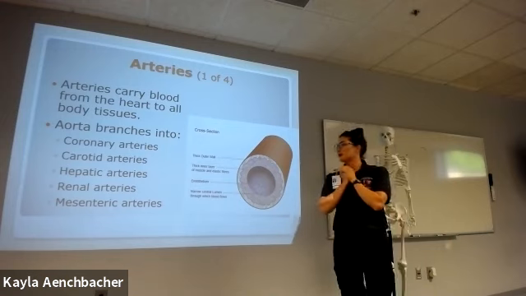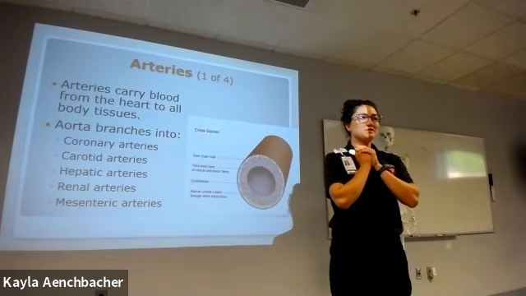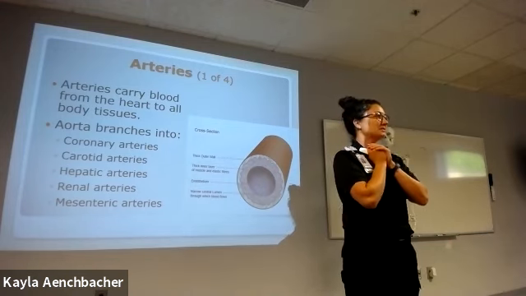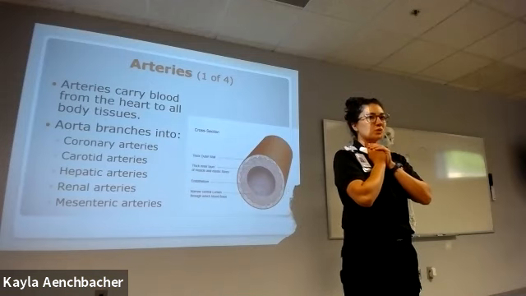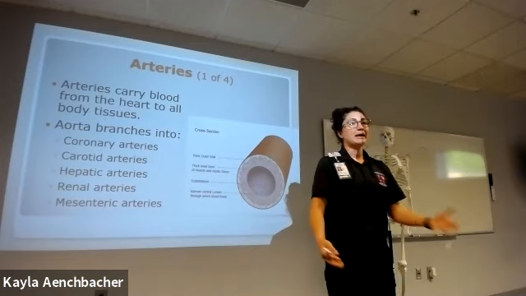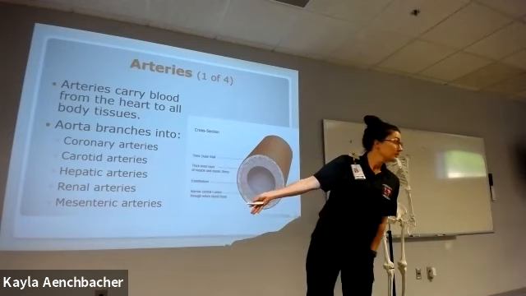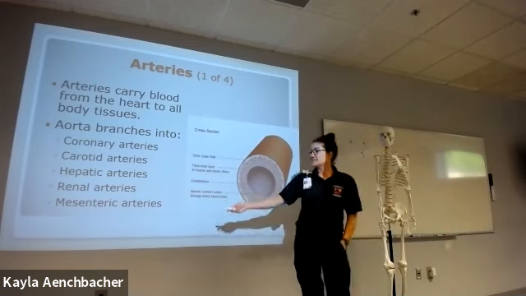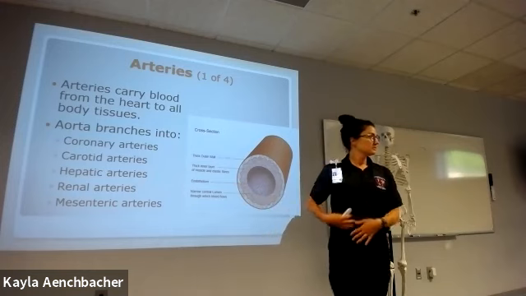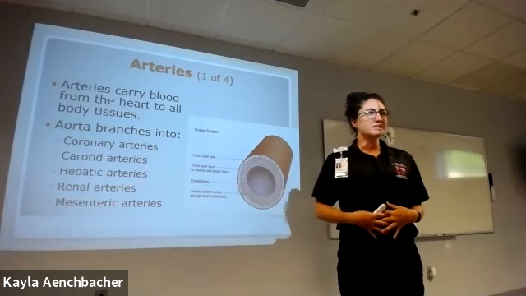The hepatic arteries. What does that go to? The liver. Okay, it's an organ, it needs blood supply, it has its own artery. Renal arteries, kidneys. All right, mesenteric, kind of your gut, your digestive, your intestines.